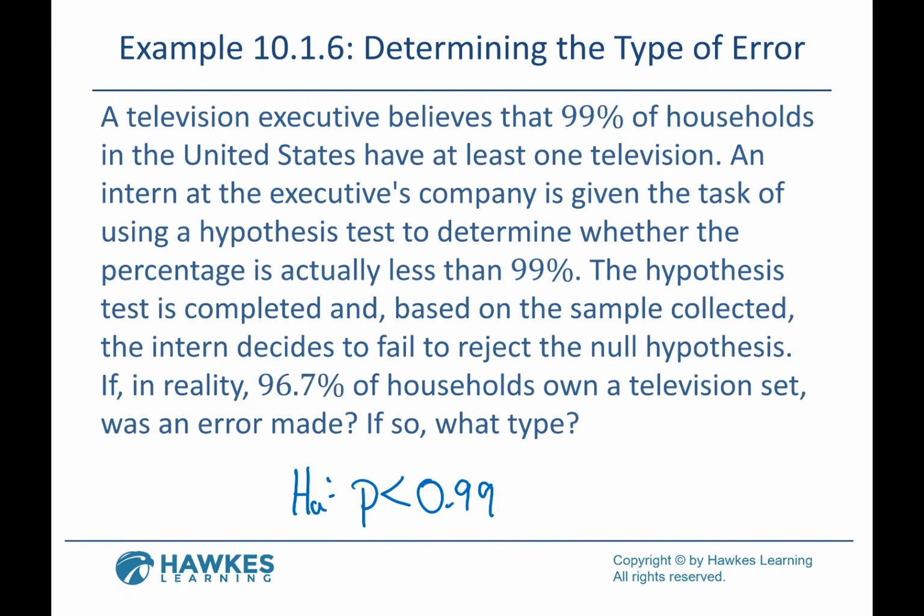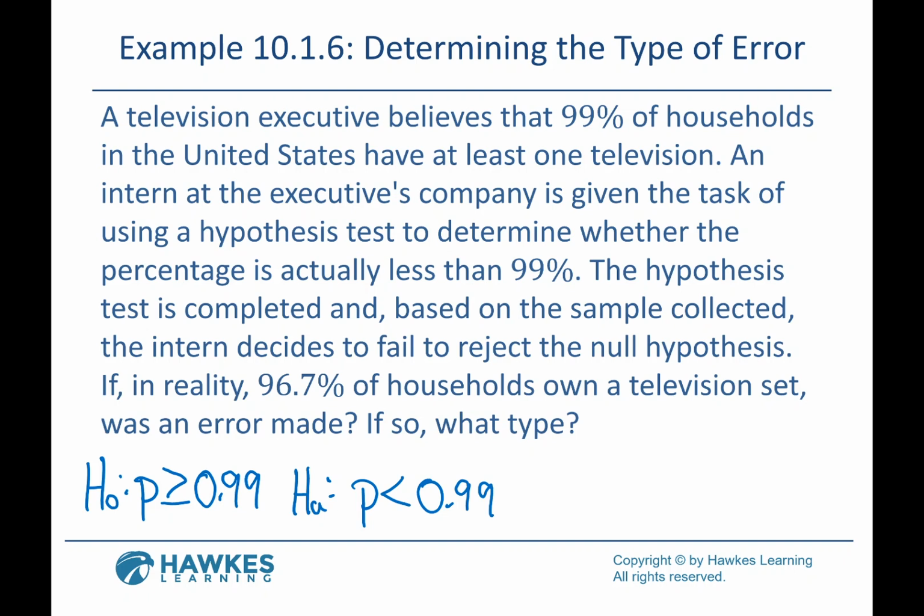Okay. The null hypothesis then, I'm going to write it over to the left, sorry about that. It'd be that P is greater than or equal to 0.99. Okay. And then we have the decision. The decision, we failed to reject the null hypothesis, so the null is not rejected. Okay. But then the last sentence says, if in reality, 96.7% of households own a television, was an error made.